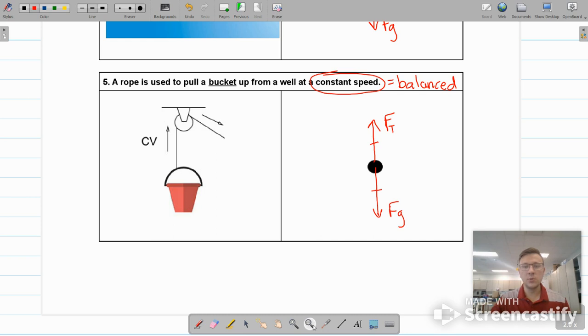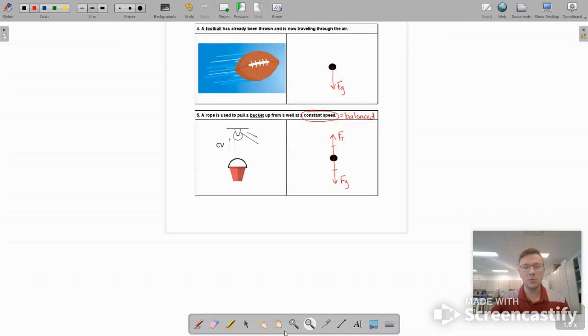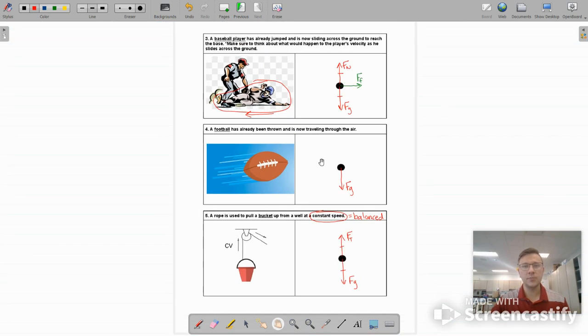So this concludes practice set number 2 of your free body diagrams. And we will have more practice in the future.